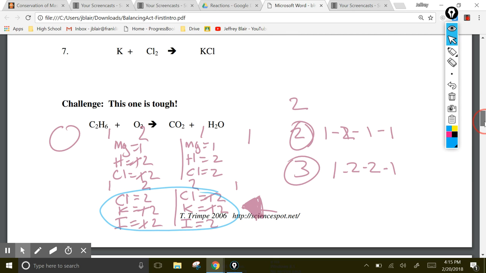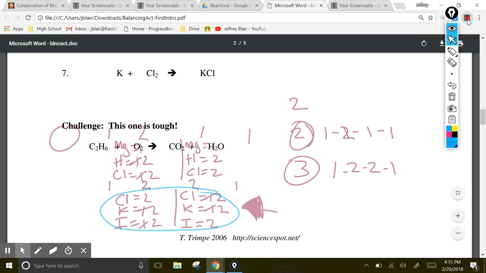Try the challenge problem, and when you're done, bring me your paper so I can see how you're doing.